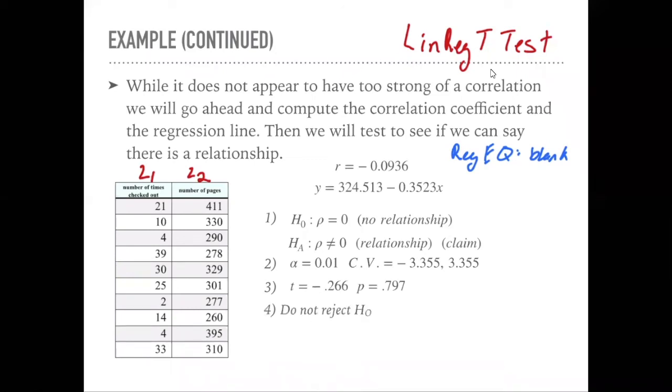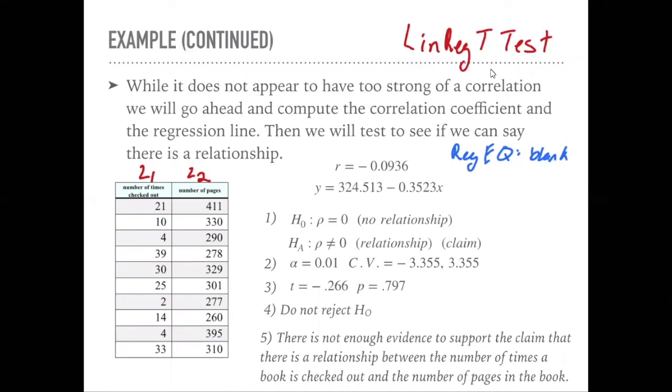So from that, we compare alpha and p. Alpha is smaller than p, so we do not reject the null hypothesis. So we'd say there's not enough evidence to support the claim that there is a relationship between the number of times the book is checked out and the number of pages it has in the book.